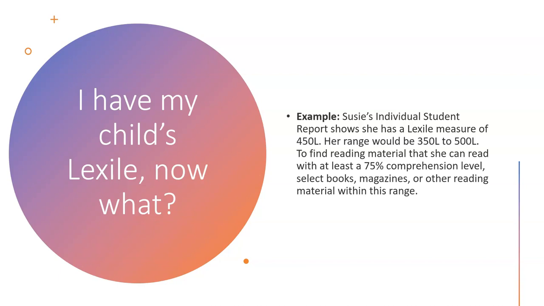You don't want to read books that are too challenging, but you also don't want to read books that are too easy, because when they're reading, they need to be reading at least 75% comprehension level. So this measure will help you determine books that are appropriate for them to be reading on their level.